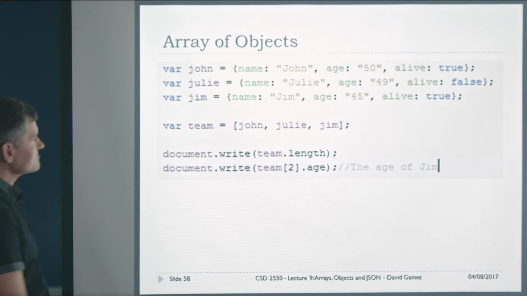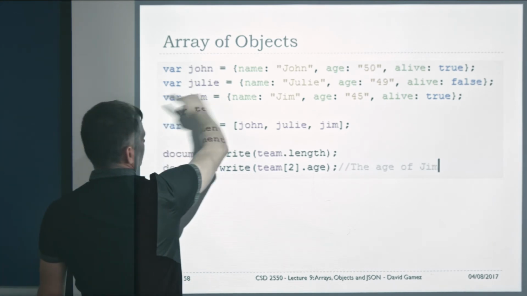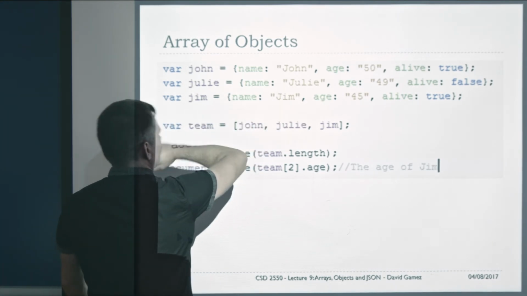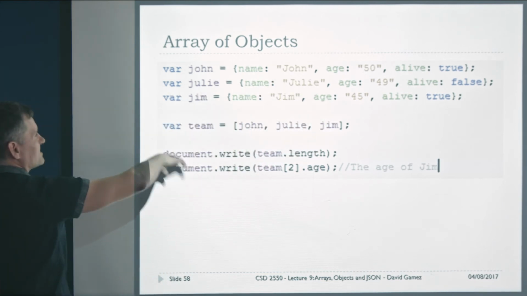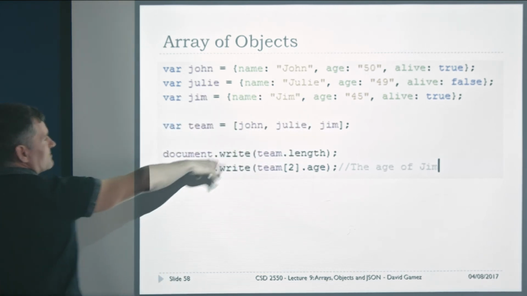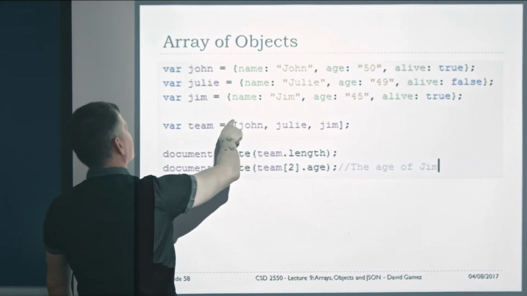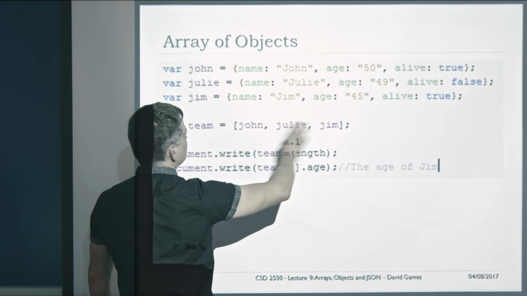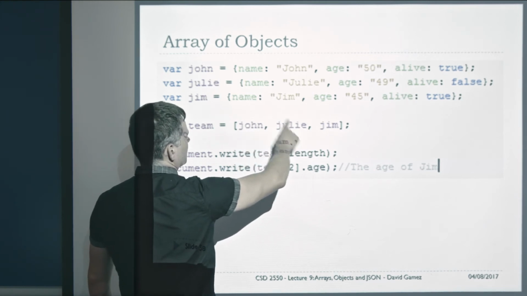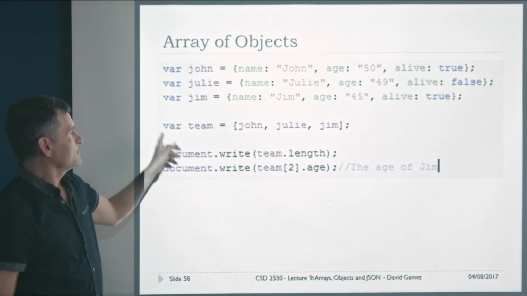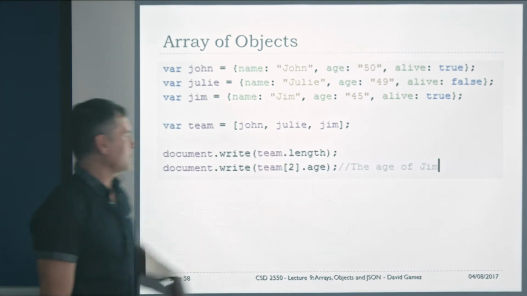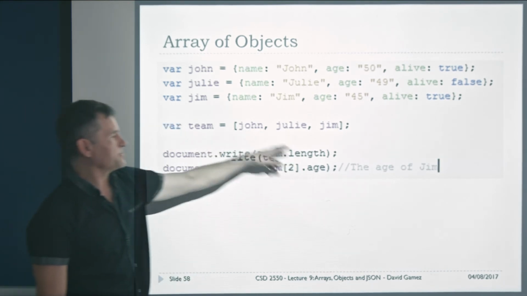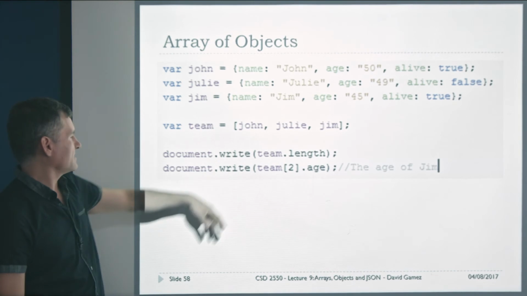So let's suppose we've got 3 objects here. We've got John, Julie, and Jim, right? Same stuff we've covered a million times now. Now we can have a team which consists of an array of these three objects. So this is an array of objects in this case. We've got John, Julie, and Jim. So if we do document write team.length, then that's an array, so that'll be 3, right? That's the length of it.